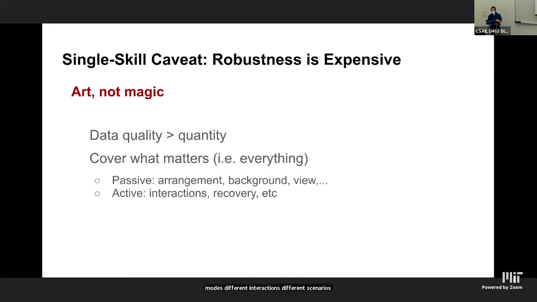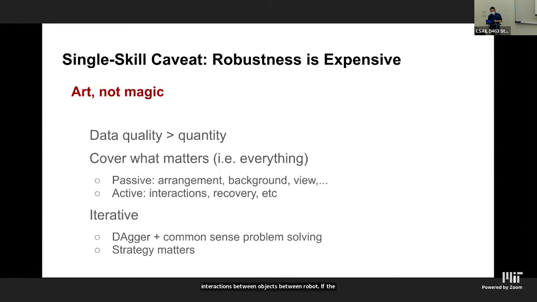And in some sense, the only way to cover this is you have to show the robot all these things, or at least a couple of them. Things could include arrangements of objects, initial conditions, background of what the camera sees, views, etc. And there's also a lot of active aspects to it, the interactions between objects, between robot. If the robot misses, how do you recover, things like that. These are all very expensive things to do.